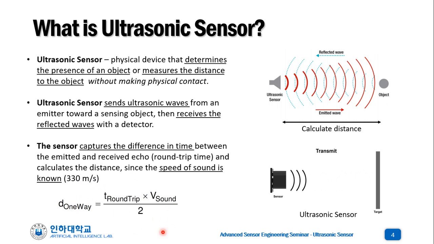And this is a very simple formula. We have the round trip time. We multiply it with the speed of sound and divide it by 2 to get the one-way distance from this sensor to the target.